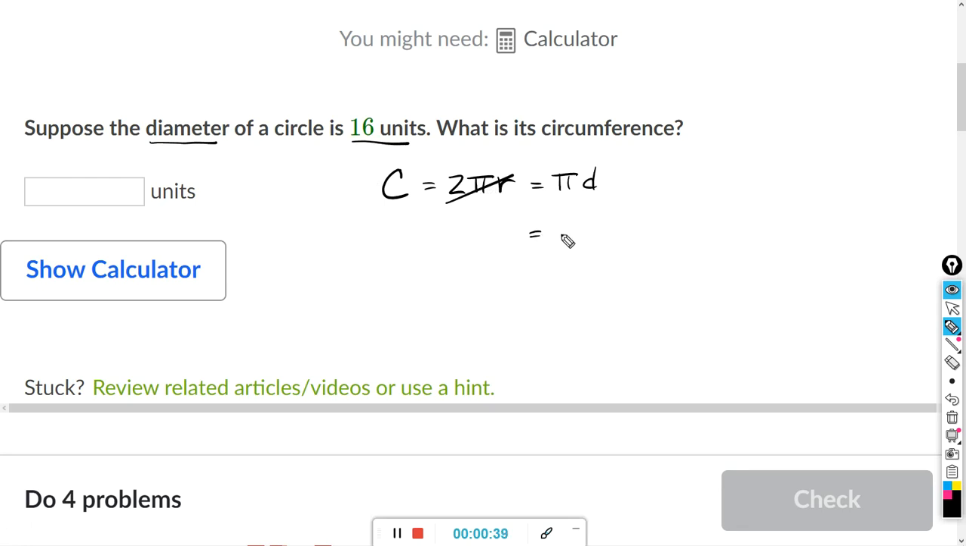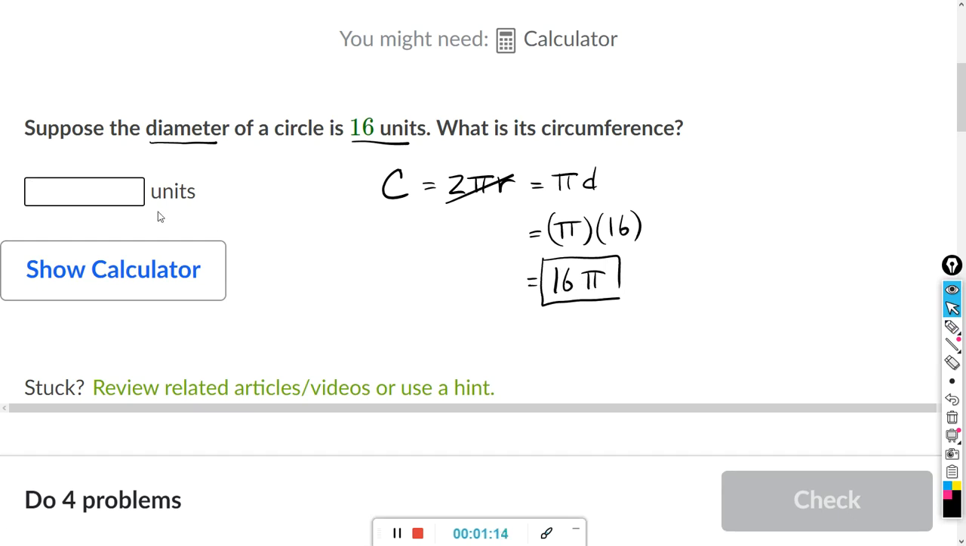So that's just going to be pi times diameter, which is 16. And you can use 3.14 for pi if you want to, but really you can just write this as 16 pi. That's the same as 16 times pi. So if you want a decimal answer, you can multiply 16 times 3.14, but you don't have to. In the box, you can just type 16 pi.